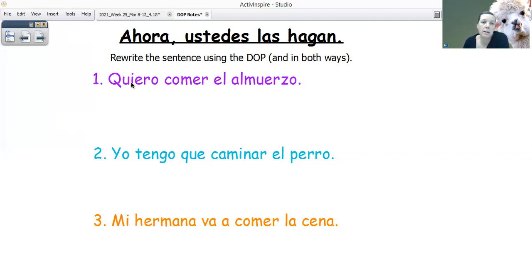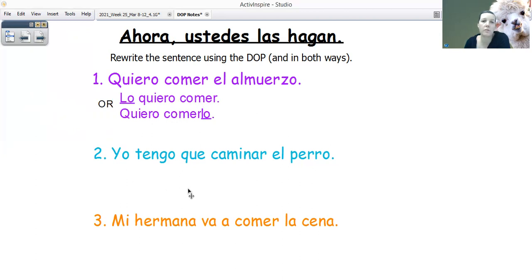Here we go. I want to eat lunch. Sounds about right. What do I want to eat? Lunch. El almuerzo. You cross off el almuerzo and replace it with lo. All right. Where does it go? The lo can go in two places. It can go rewritten in your sentence at the front of the conjugated verb, or attached to the infinitive. So again, lo is the direct object pronoun that we're using. So you could have lo quiero comer, or quiero comerlo.